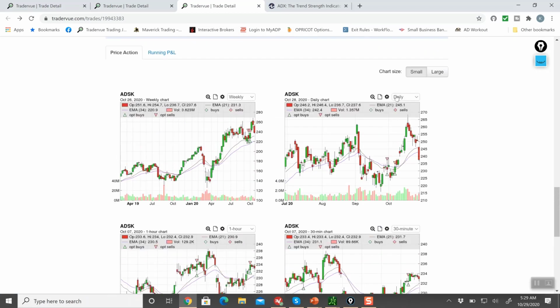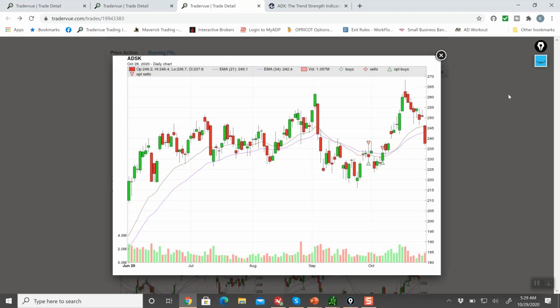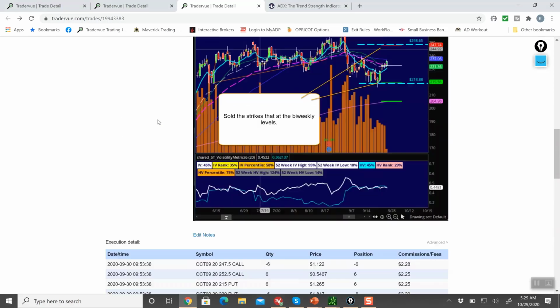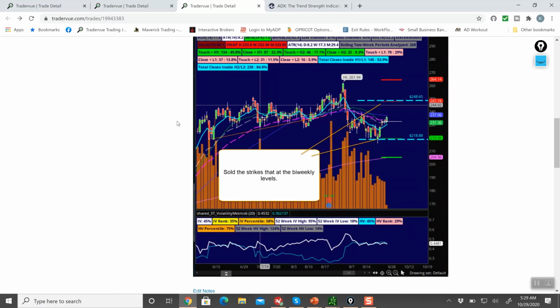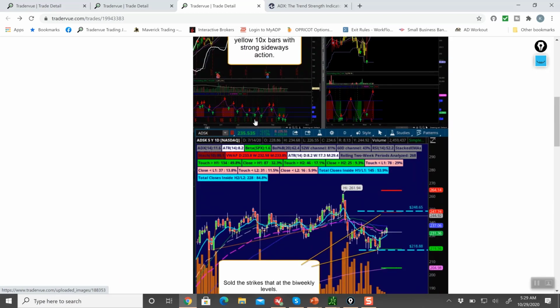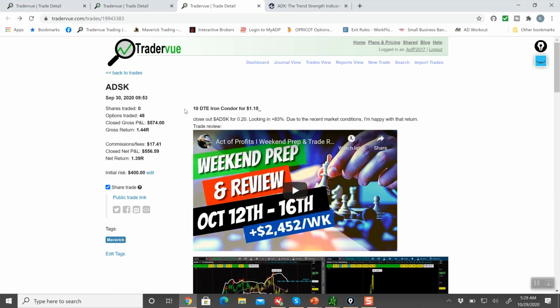Where's my... Here it is. So I entered the trade on this day, closed it on this day. But you can see it did stay there, or within that range the whole time. And I see it was a 10-day sell expiration iron condor. I got it for 115. I closed it for 83%.